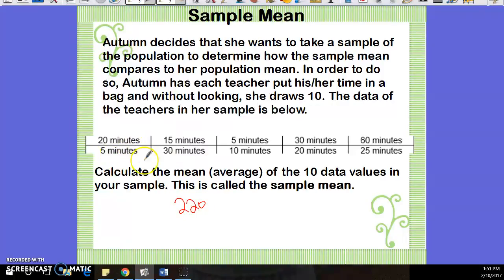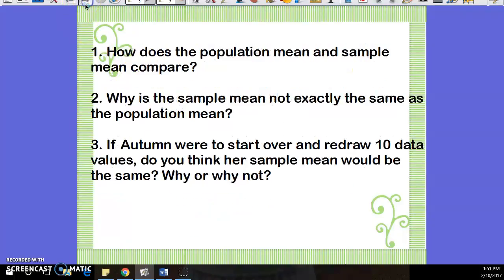So then you have 10 numbers, 2, 4, 6, 8, 10. And we divide this by 10. And you will get 22. So now how do the population mean and the sample mean compare? Well, our population mean was 22.9 and our sample mean was 22. They are very close in number.